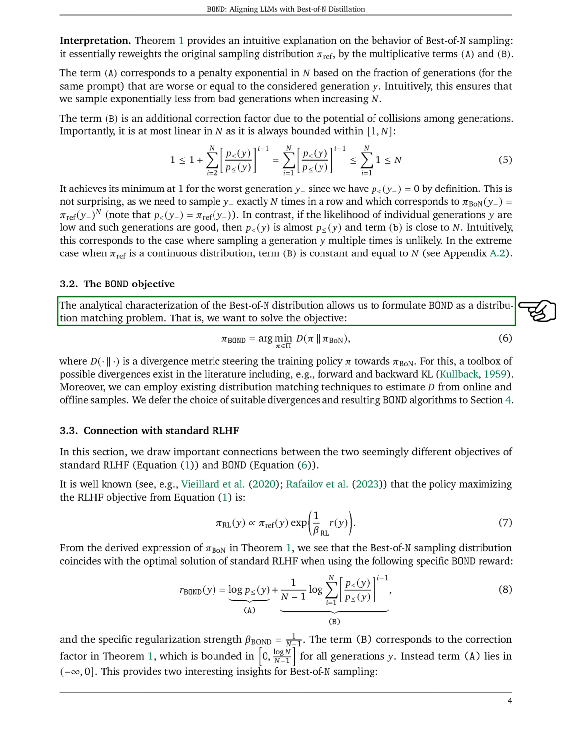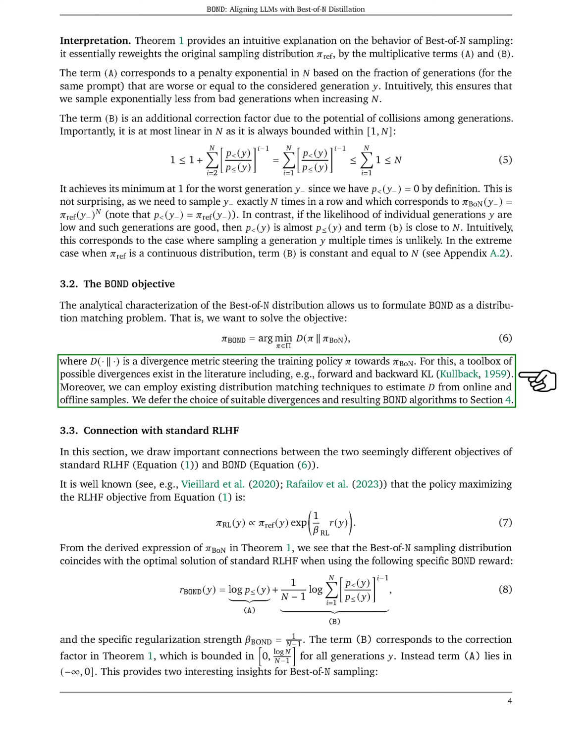Moving on to the Bond objective, the analytical description of the best of N distribution allows us to frame Bond as a distribution matching problem. Our goal is to minimize a divergence metric that guides our training policy toward the best of N distribution. There are various divergence metrics available in the literature, and we can use existing techniques to estimate our target distribution from both online and offline samples. We will discuss the selection of appropriate divergences and the resulting Bond algorithms later.